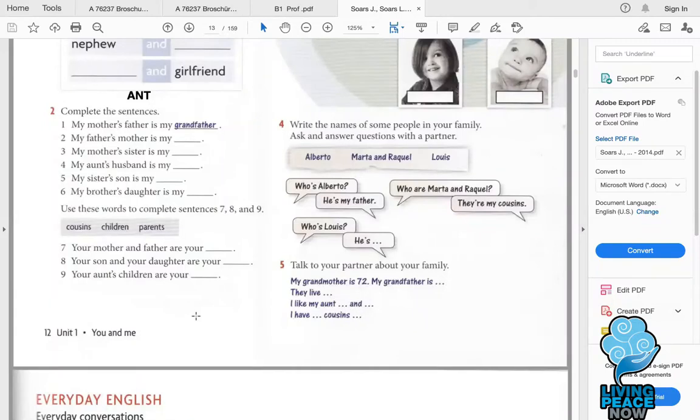Okay, so you are going to do number 2, 3, 4, 5, and 6. If you prefer, you can write in the chat. If you prefer, you can speak up. The second one is my father's mother. It means the mother of my father is my grandfather. Very good, but she is a mother, grandmother. Okay. Grandmother.